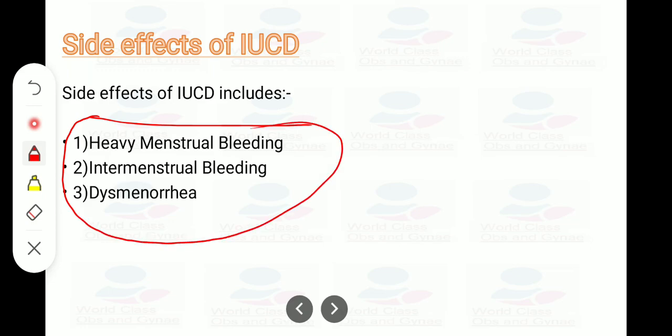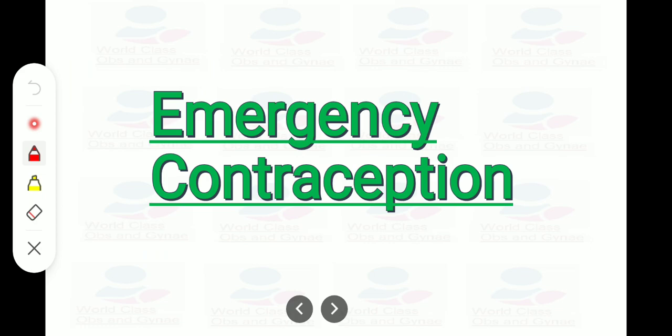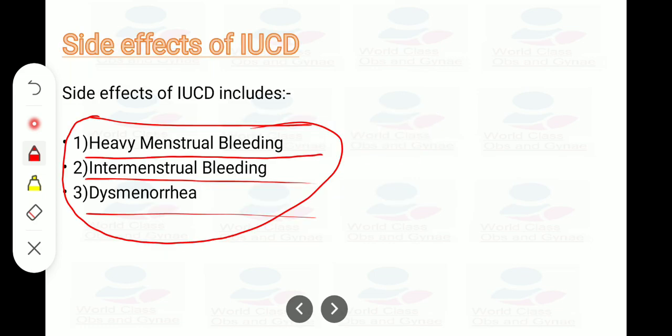Now, what are the side effects of copper IUCD or other IUCDs? Not only copper, we are talking about IUCDs in general. They may cause heavy menstrual bleeding, intermenstrual bleeding, dysmenorrhea. But when we talk about the levonorgestrel intrauterine system, it doesn't cause heavy menstrual bleeding. That is basically used for HMB. But it can cause intermenstrual bleeding or dysmenorrhea.